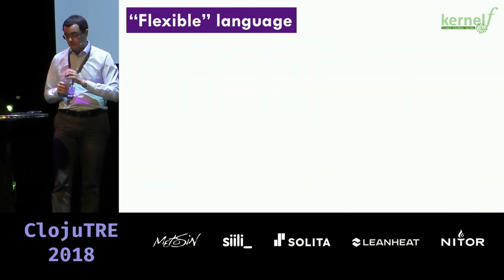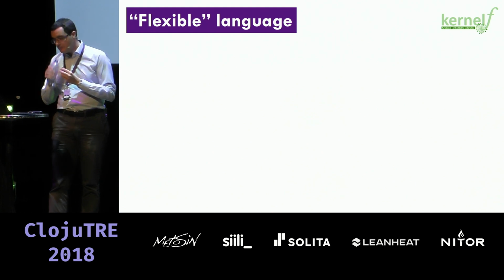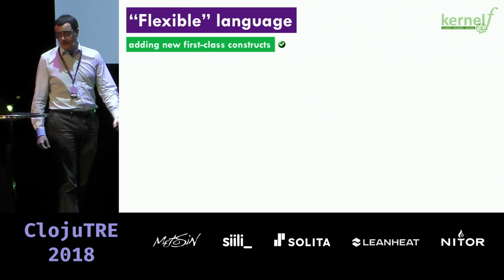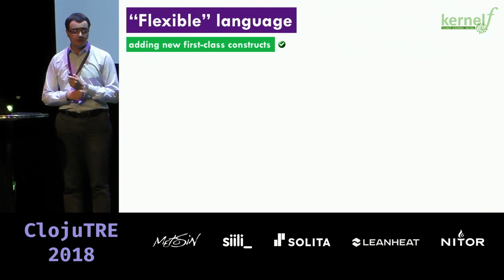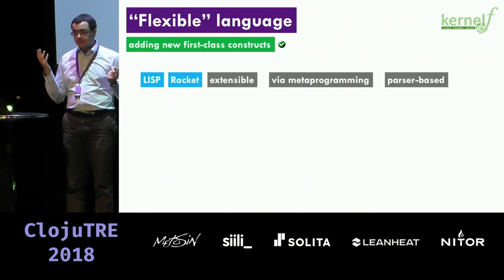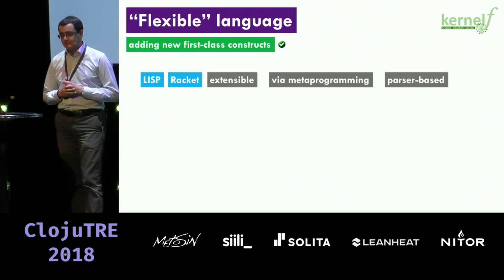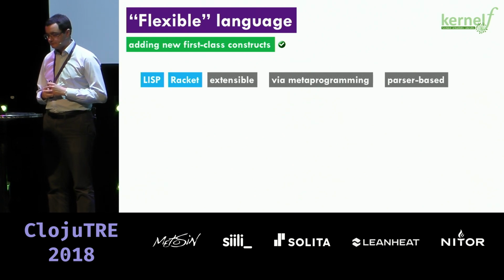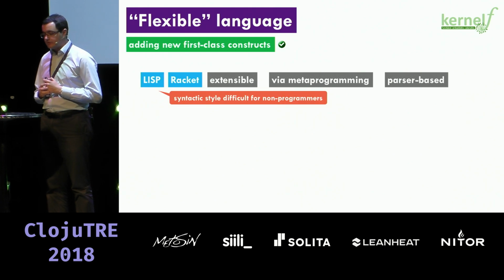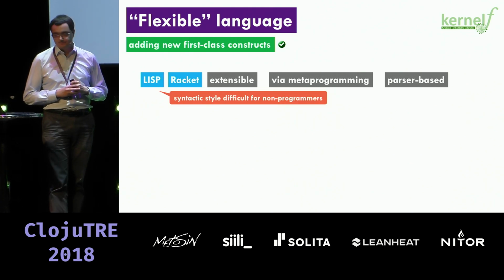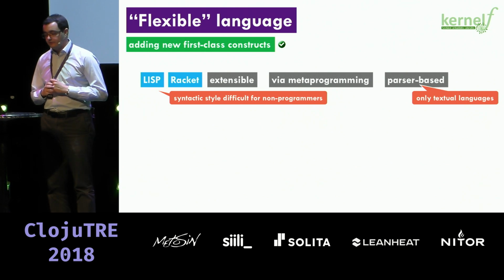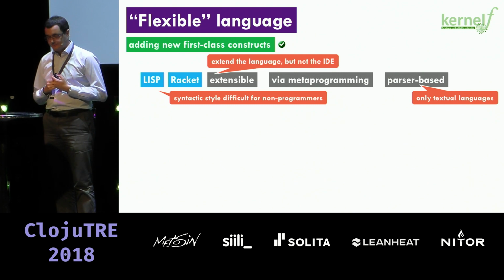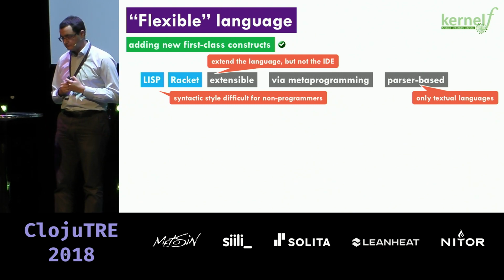KernelF is a flexible language. You can add new constructs to it, and they will become first-class citizens of the language. But Lisp-style languages have a long tradition of being extensible via metaprogramming and can be used for creating internal DSLs. Their syntax is, however, too difficult for non-programmers to adapt, and they only allow for textual languages. And it's not easy to make an existing IDE aware of the new extensions.